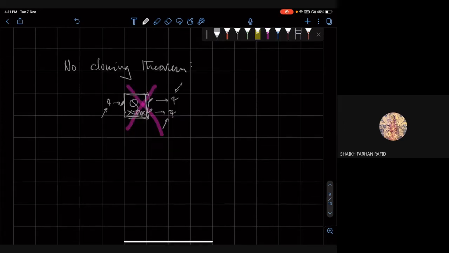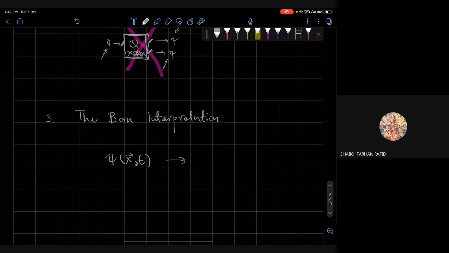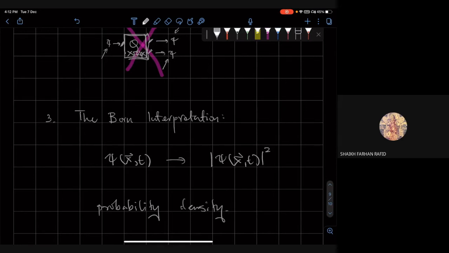Okay. So our next assumption, axiom, is the Born interpretation. What the Born interpretation says is that if I have a wave function, then if I take the mod squared of that wave function, that gives the probability density. Okay? It's not the probability, it's a probability density.